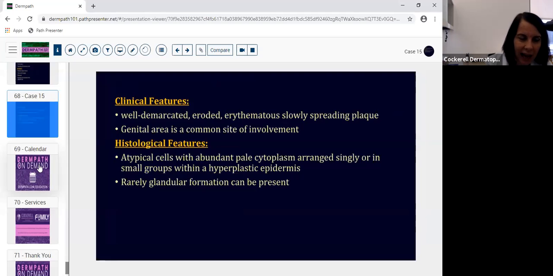Slowly spreading plaque in the genital area, atypical cells with the abundant pale cytoplasm. That paleness is important, and the roundness of the nucleus. And there's that rare glandular formation. If you see that glandular formation, you should be able to get it on the test and say Paget's. And then they'll give you a site and you can say extramammary. If it's on the breast, it's mammary. And think about an adenocarcinoma in the underlying breast, or in situ in the lactiferous ducts. You have to look for breast cancer.